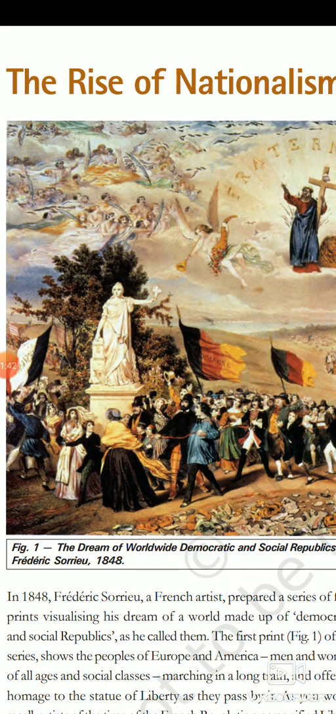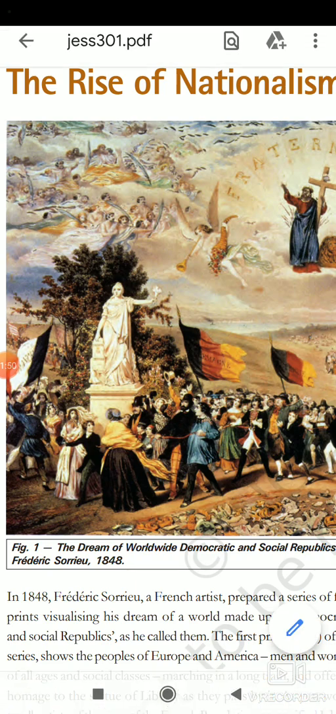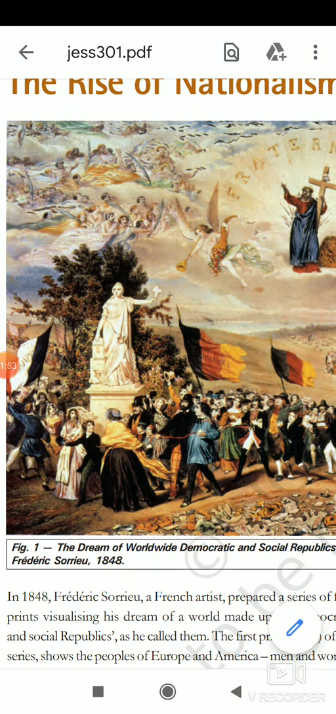What Frederick Sorrieu is showing in this picture is a large number of people passing by the Statue of Liberty. As you know, the Statue of Liberty is a historical monument in America. So Frederick Sorrieu is showing the people marching past the Statue of Liberty, and he personified liberty as a female figure. How did he personify liberty as a female figure?